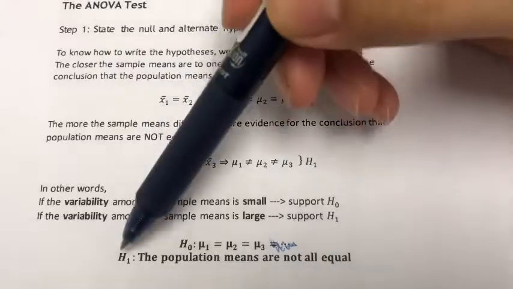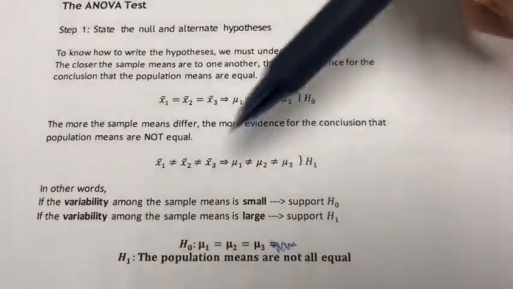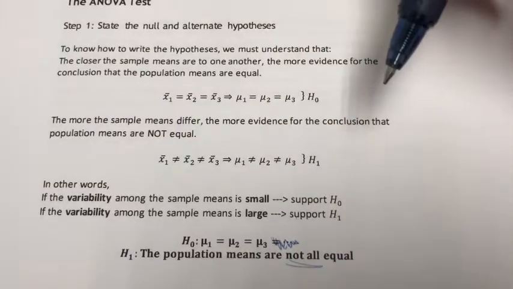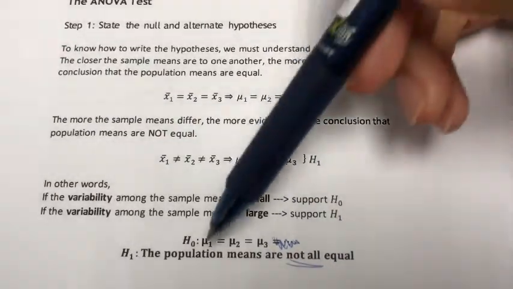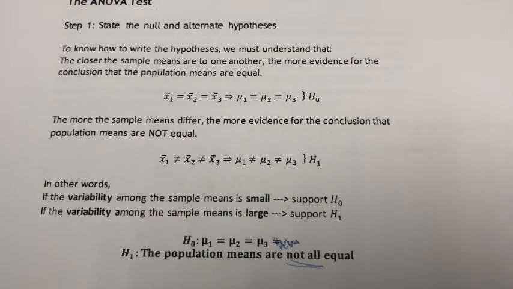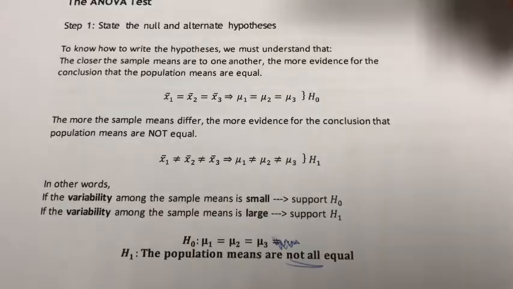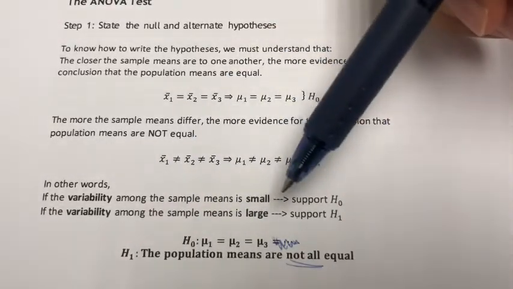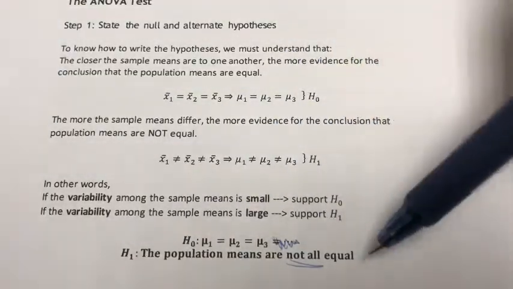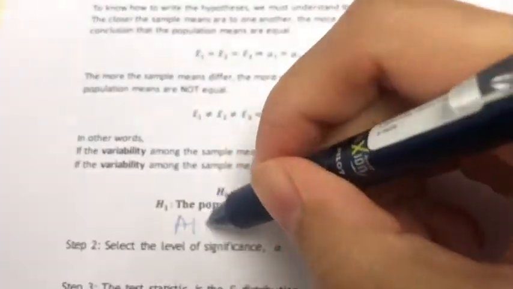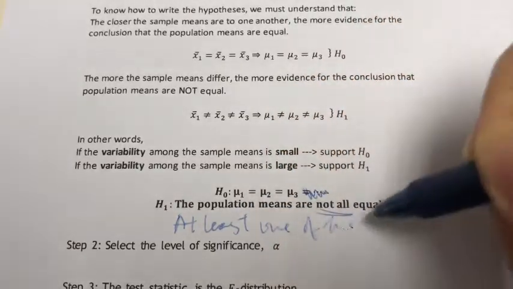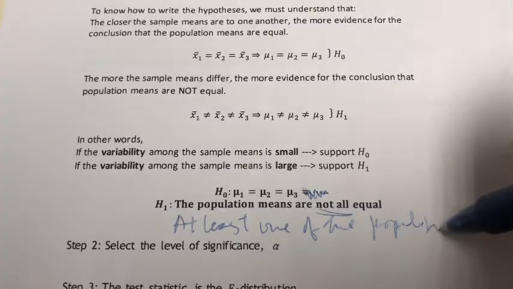In contrast, the alternate hypothesis is just writing the population means are not all equal, all right? Because we are not sure which population means are equal to each other or not, and that is not the objective of ANOVA. ANOVA just wants to test whether all of the population means in question are equal to each other or not. So we just want to make it very general, and that's how we write it. Sometimes we can also write at least one of the population means is not equal to the others.